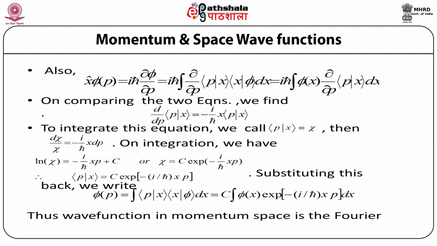Therefore, bra vector p ket vector x is equal to c times exponential of minus i by h cross xp. Substituting this result back in the above equation, we can write the equation for the wave function phi(p) as phi(p) is equal to integration over dx bra vector p ket vector x, bra vector x ket vector phi, which is equal to c times integration over dx phi(x) exponential to the power minus i by h cross xp.